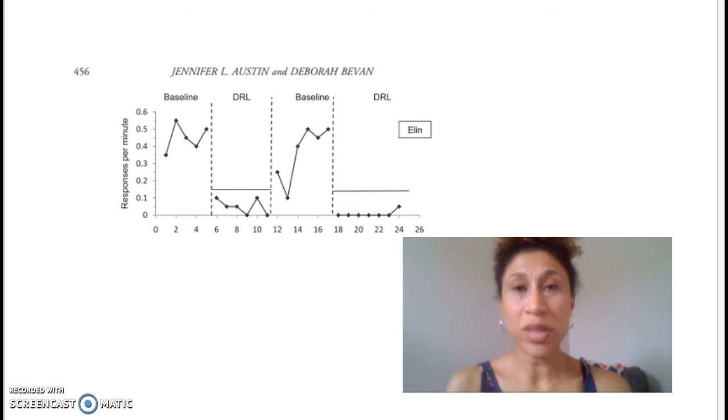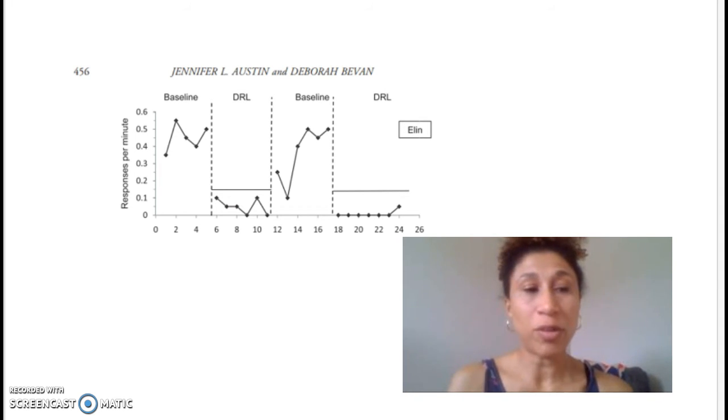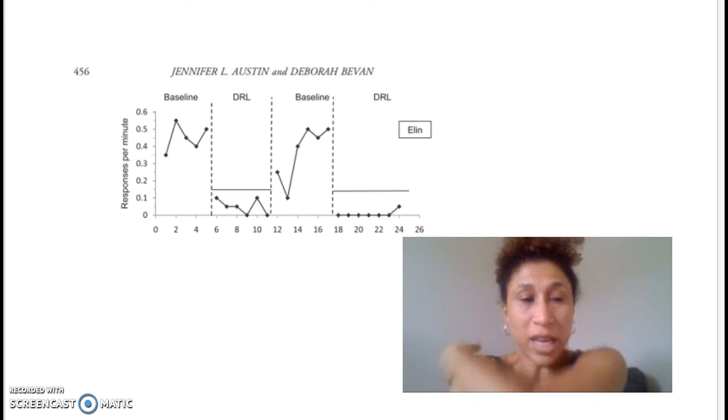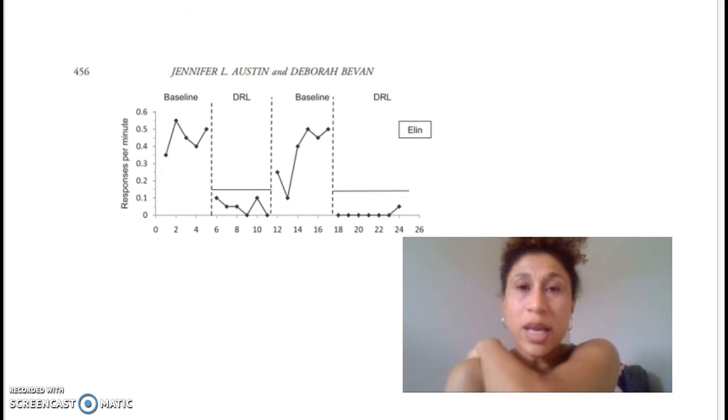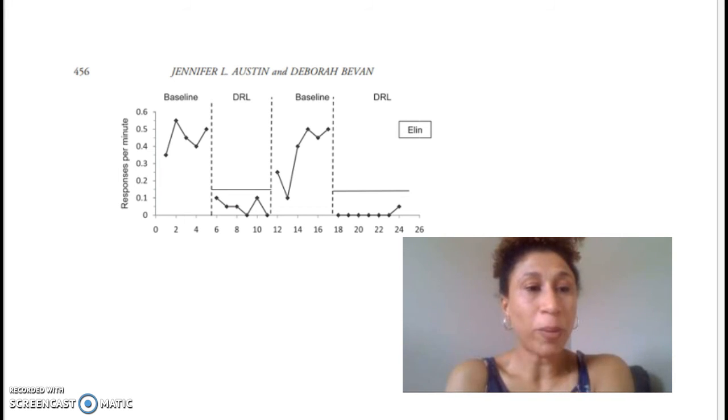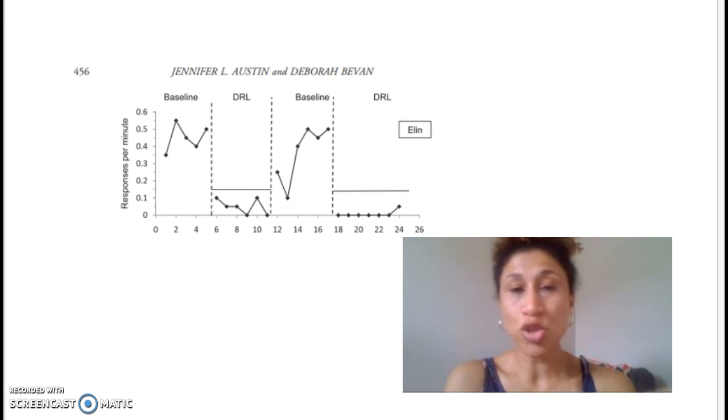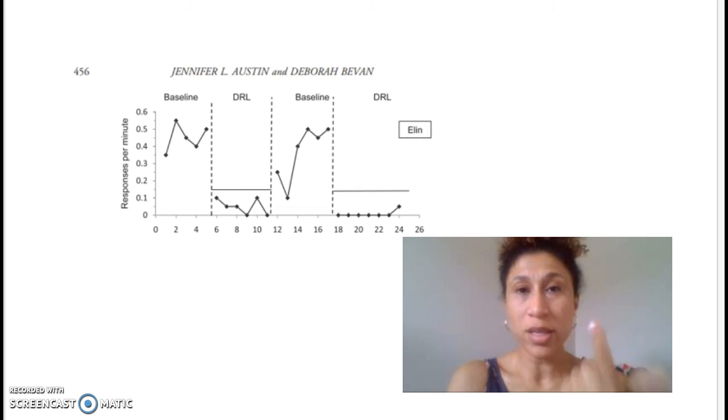You can see that when the DRL intervention was removed, the responses per minute went back up or replicated the baseline level. Therefore, I'm going to say that replication was demonstrated and it also demonstrates functional control. So the last question was, is functional control demonstrated? Yes. Functional control is demonstrated in Allen's graph because the 3 effects are shown across the full data set, as I described earlier. So there's prediction, there's verification, and there's replication.